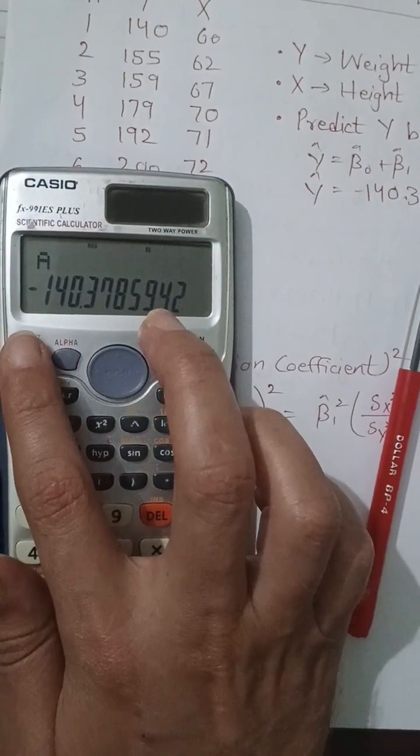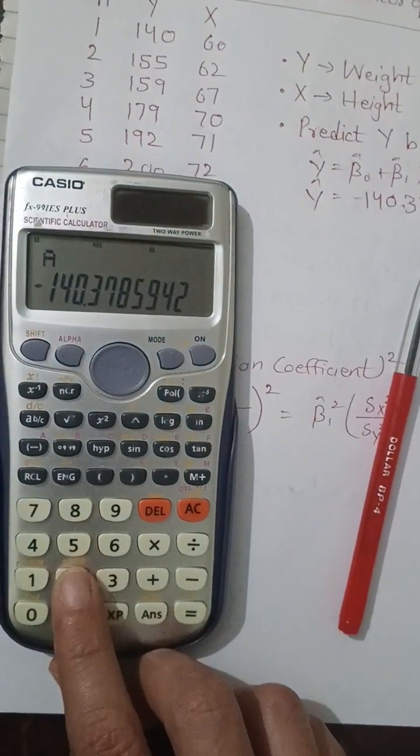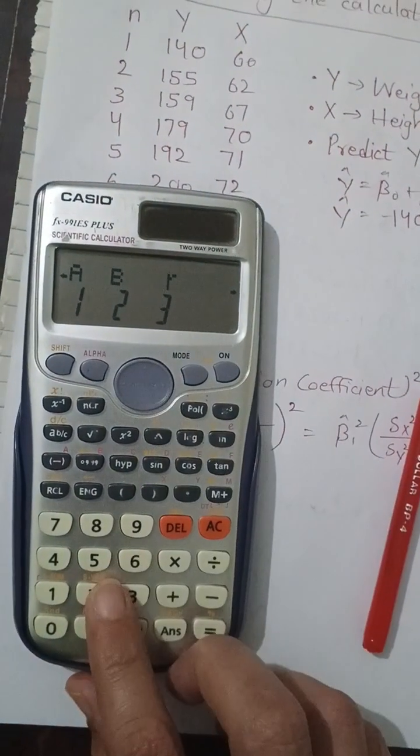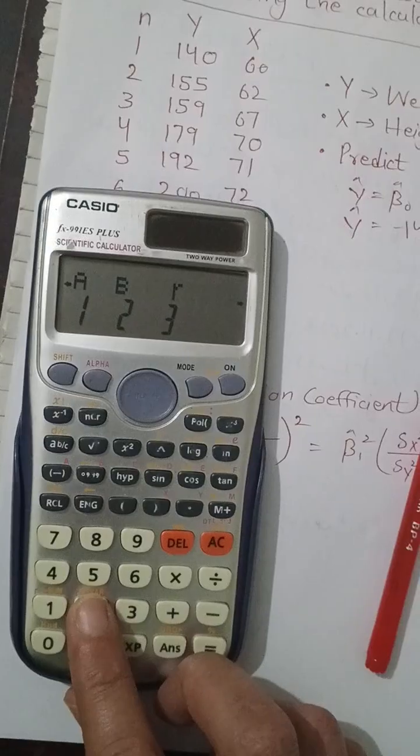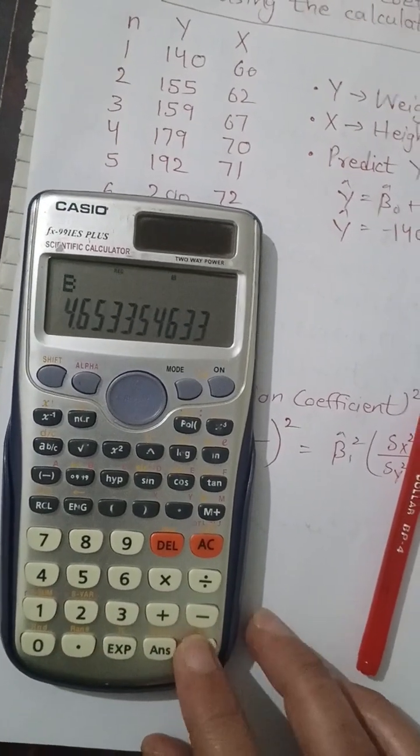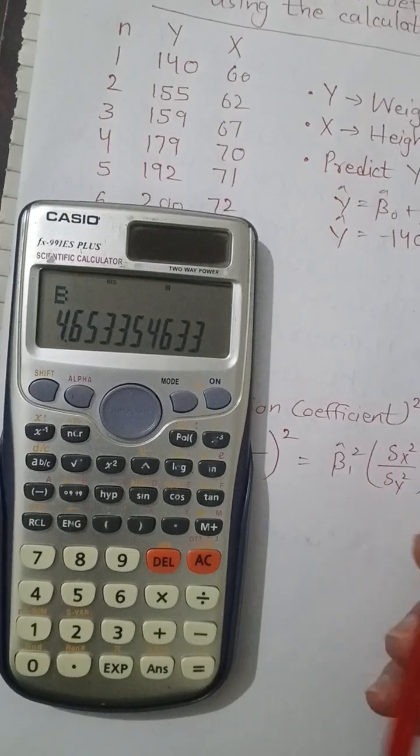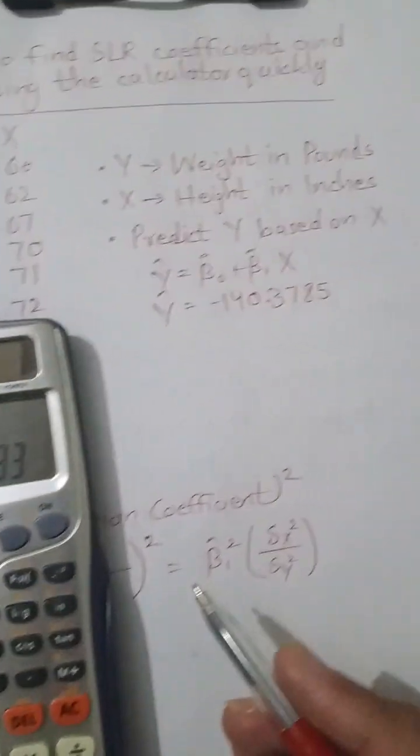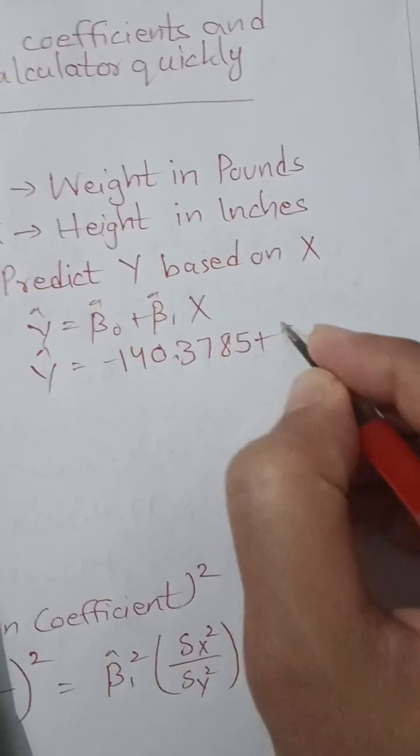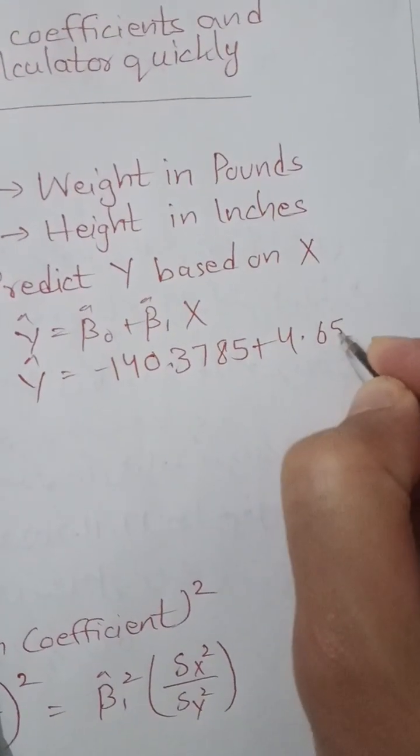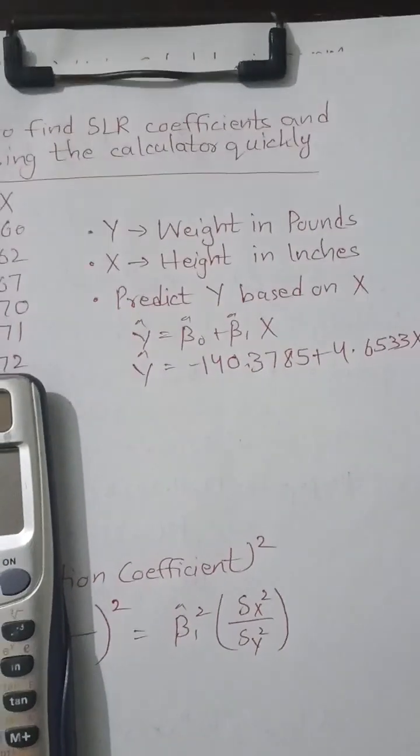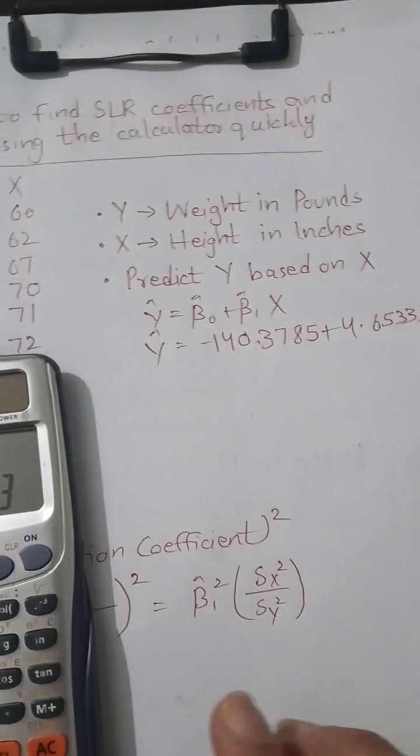Then for the slope coefficient, again press shift 2, next, you would find the b, and then press 2 for slope coefficient, then press equal. So the slope coefficient is 4.6533. So now we have found our regression equation.